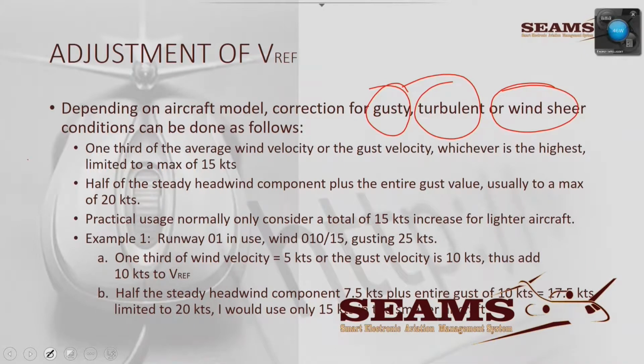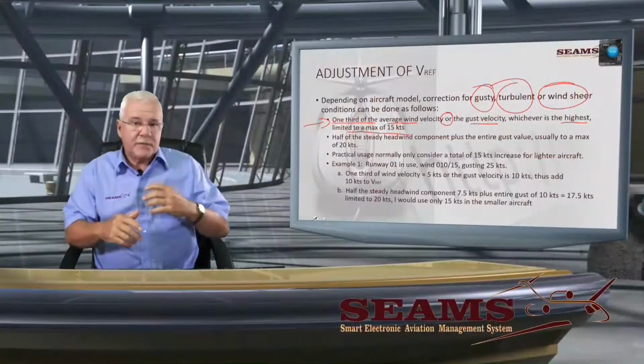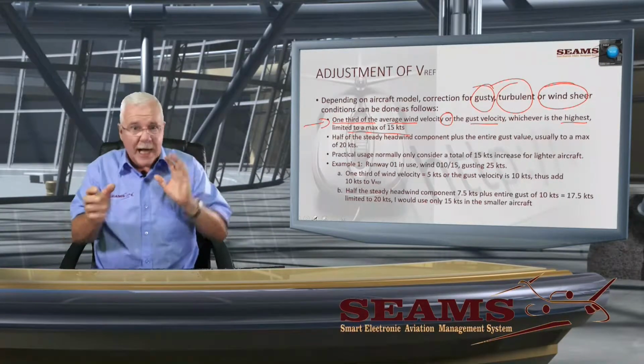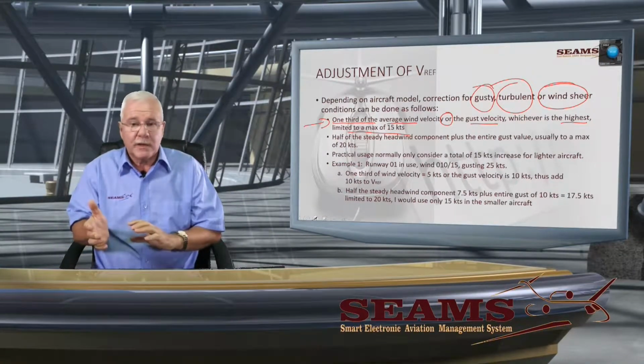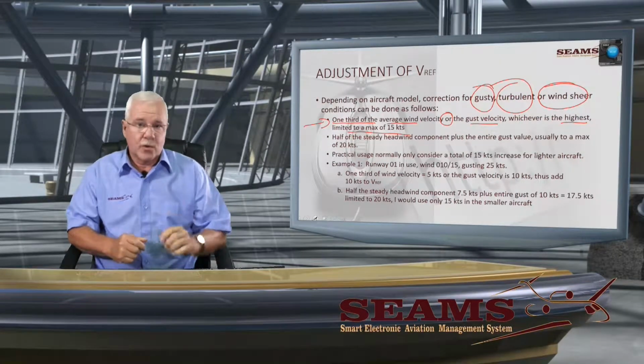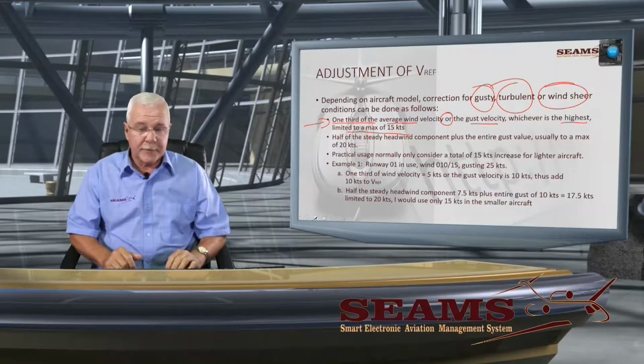Well, the first one says you take 1/3 of the average wind or the gust velocity, whichever is the highest, and you limit that to a maximum of 15 knots. In other words, if you've got a headwind of X and you've got a gust of X, and you add the 2 up and it comes to 17 knots, you're going to be limited to 15 knots. And that's an increase on your normal approach speed.